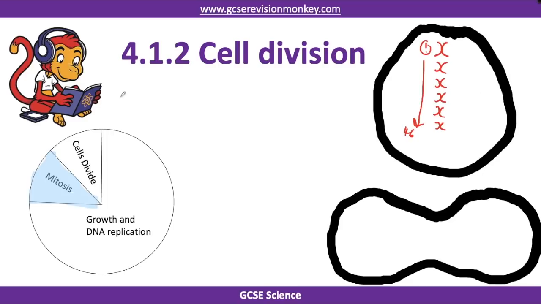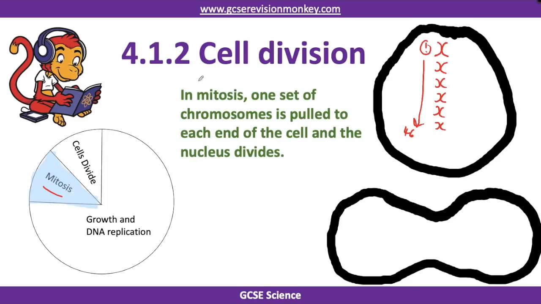And then this next stage is mitosis, and in mitosis, one set of chromosomes is pulled to each end of the cell and the nucleus divides. So here we get one arm of the chromosome, exactly identical, pulling to one edge of the cell and the other one going in the opposite direction. So these chromosomes get pulled apart, but you can have an identical arm there, as they get pulled apart like so.